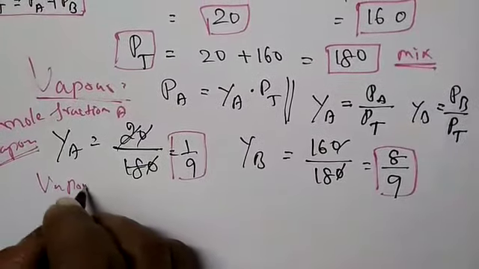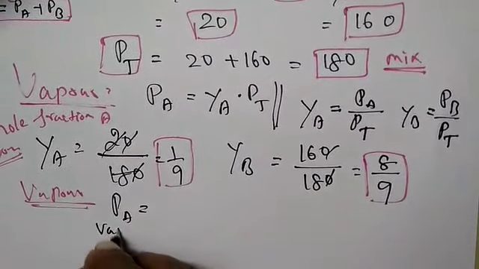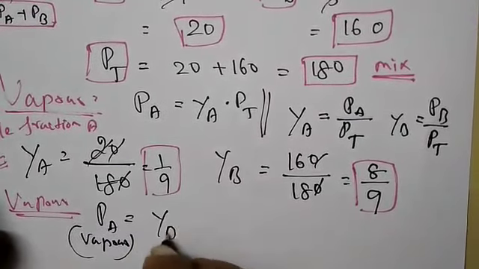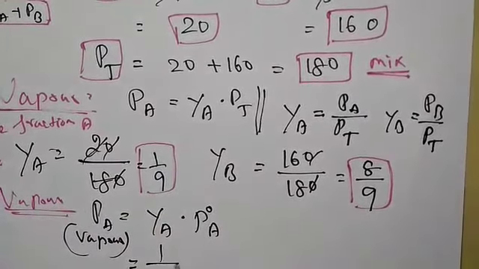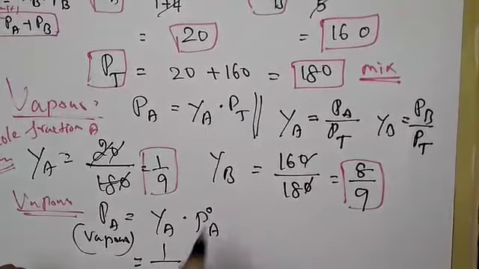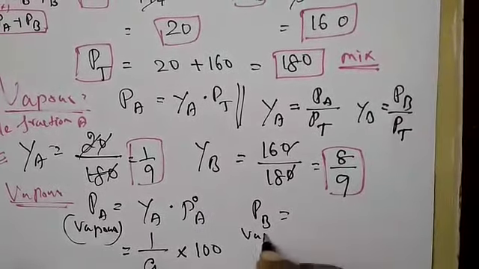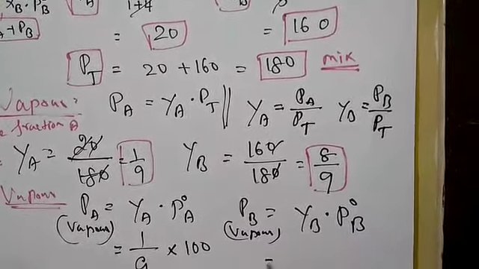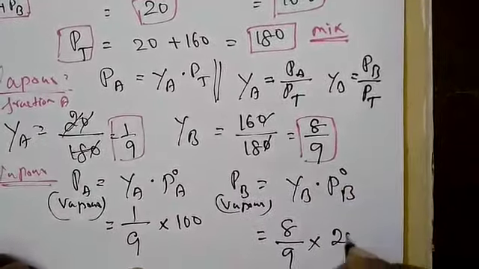Now for vapor the calculation is: PA is equal to YA into P naught A. This PA is totally different. Let me substitute: YA is 1 by 9 into P naught A. It is the pure component value, given in the sum as 100. Same thing for PB in vapor: YB into P naught B. YB is 8 by 9 into P naught B, the pure value, given in the sum as 200.